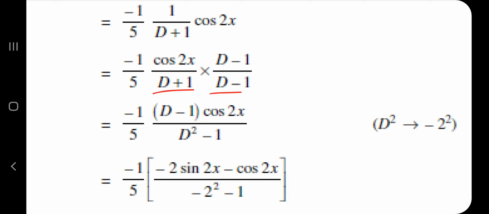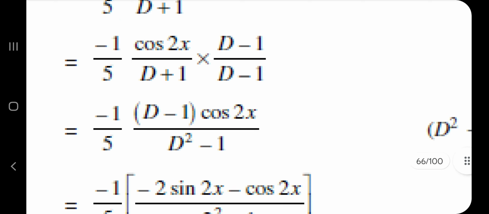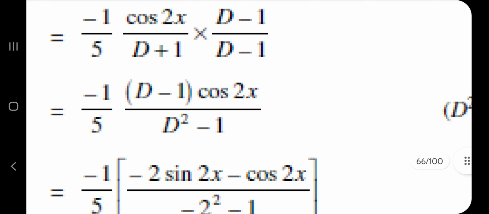The d plus 1 here, since it is in the denominator, I'll multiply by d minus 1 and d minus 1 in the numerator as well. D means differentiation. So observe carefully what will happen here. D square can be written as minus 2 square, which is minus 4, so minus 4 will be substituted here. No worries about that. Here, d into cos 2x means differentiate cos 2x, minus cos 2x.